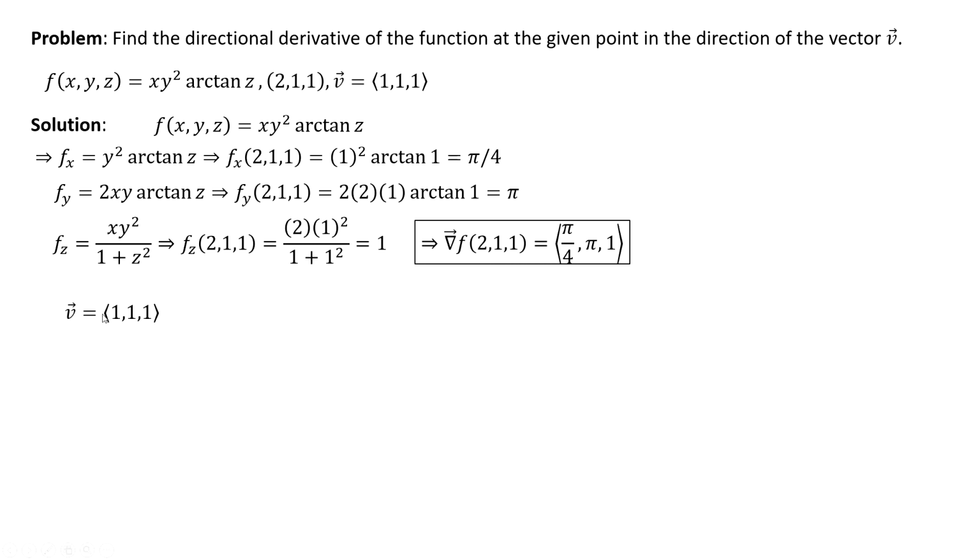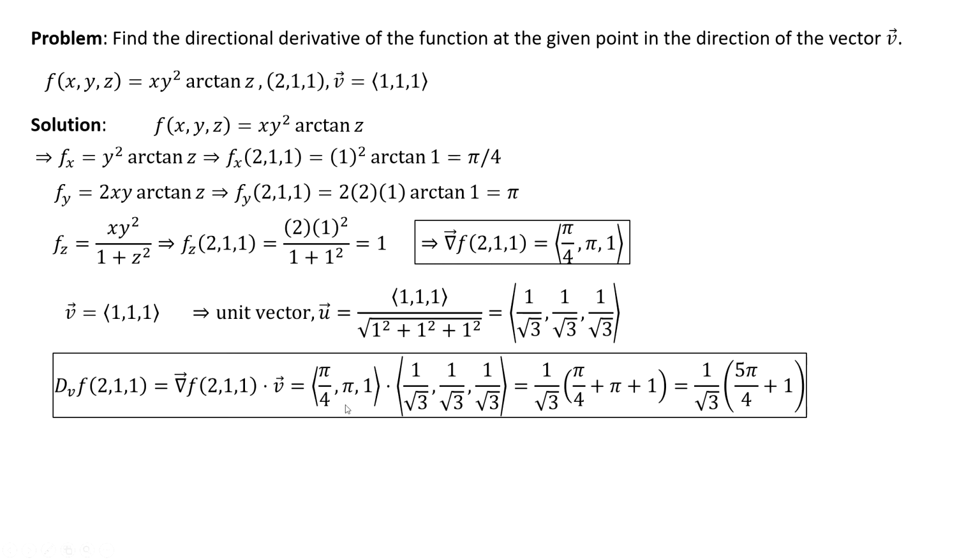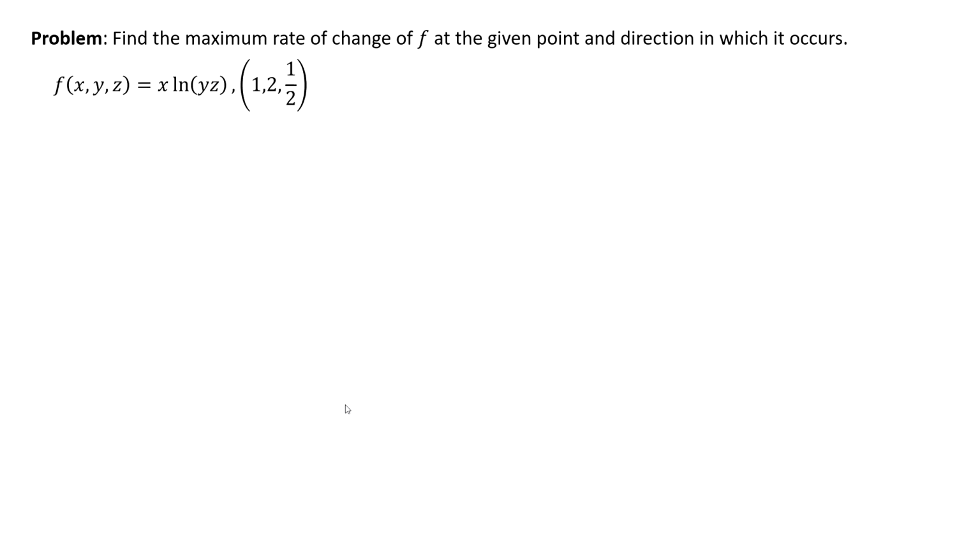So we need to find u, the unit vector, by dividing the vector v by its magnitude. Now 1 over square root of 3, 1 over square root of 3, 1 over square root of 3, that is the unit vector. Be careful about that little aspect of it, and you should be fine. The rest should be fairly straightforward. That's the reason I did this problem. What else? Find the maximum rate of change of f at a given point and the direction in which it occurs. That's an interesting one.